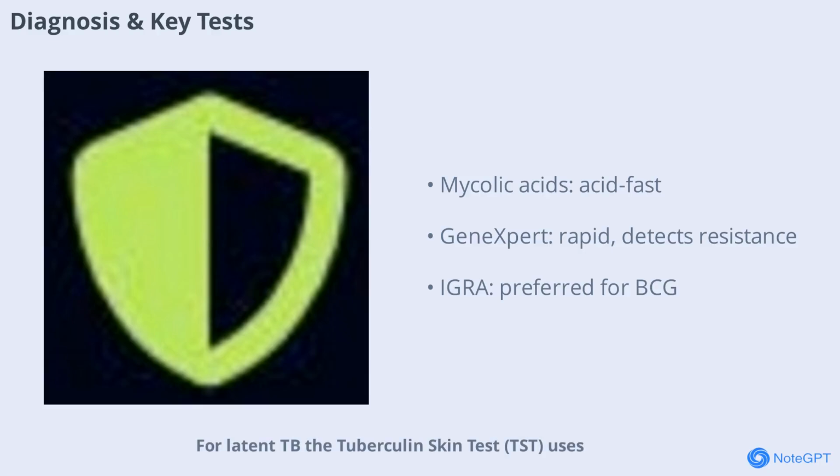For latent TB, the tuberculin skin test (TST) uses different induration cutoffs based on risk factors, with a 5 mm cutoff for HIV-positive patients. The interferon gamma release assay (IGRA) is preferred in BCG-vaccinated individuals due to its higher specificity and lack of cross-reaction. These diagnostic tools are essential for timely and accurate TB management.